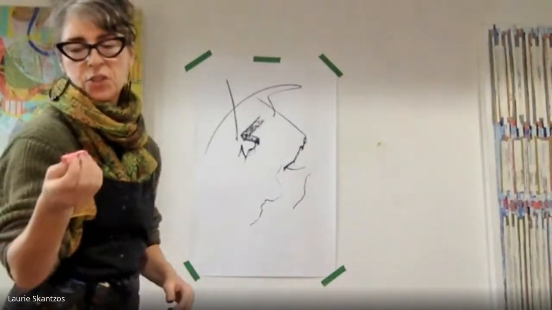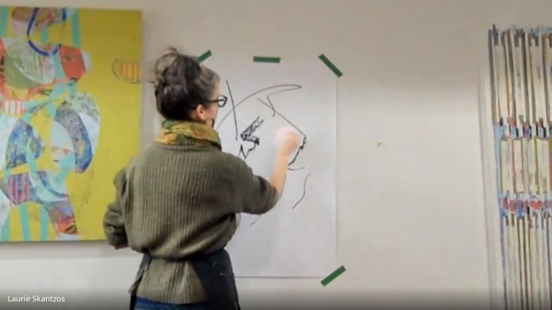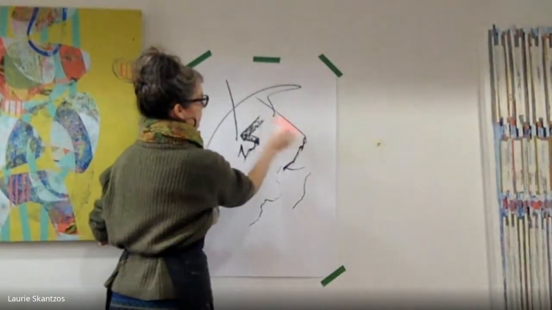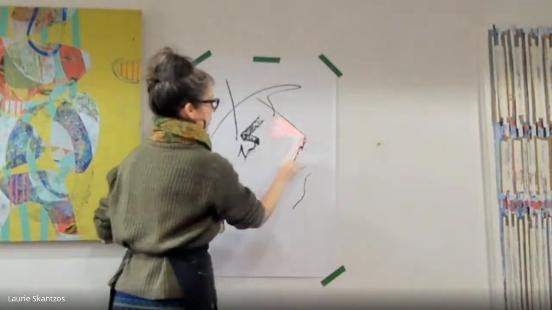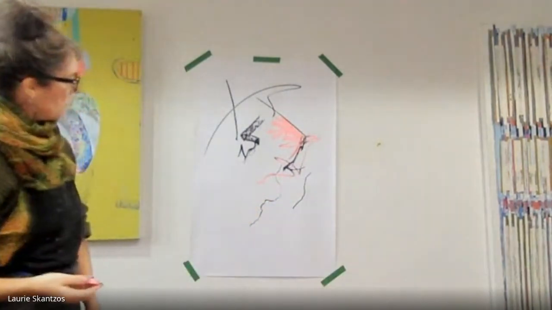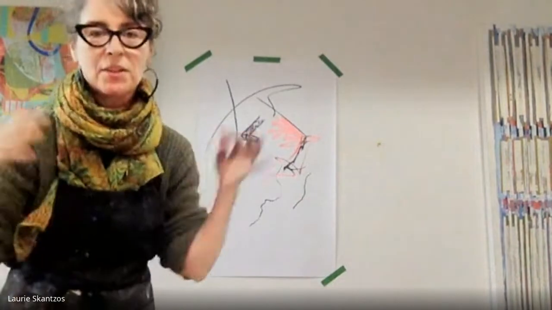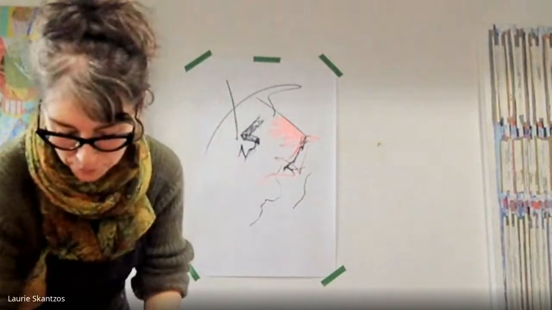And this is a chalk pastel. So I'm starting off with the dry medium. And again, I really love this coral pink against black, but I wasn't overthinking it. I just grabbed the color.